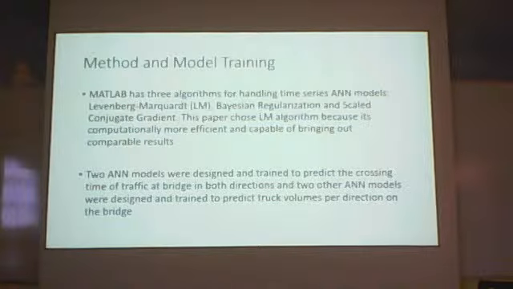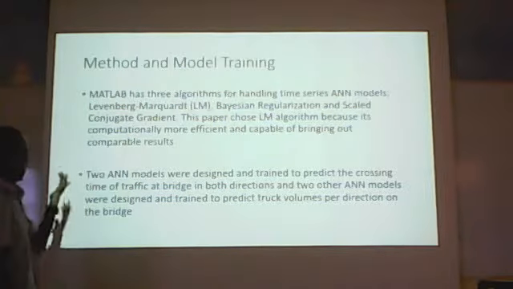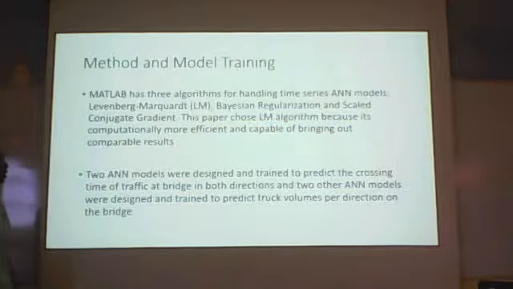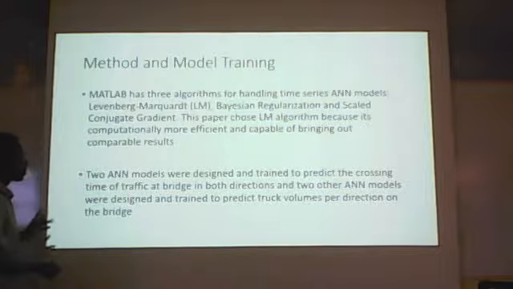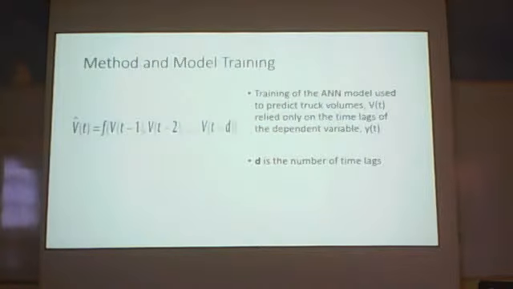So when we go to the next part, they explain that MATLAB has 3 algorithms, and they chose the LM. The reason they chose that was because the LM was more computer efficient. So basically, this was MATLAB and training, what I understood. So remember 2 things: modeling traffic conditions of the border. They focus on traffic volume and the time it takes per truck crossing from one side to another. According to this paper, they trained 2 models to model the traffic volume, and then 2 other models to predict the crossing time. 2 models each. So that's what I want to talk about.